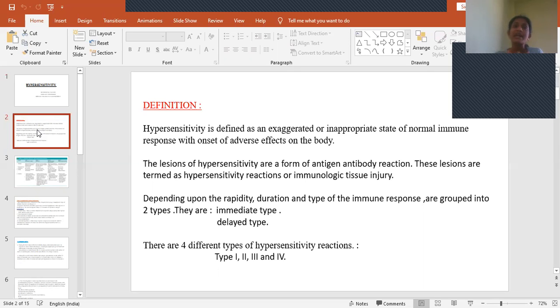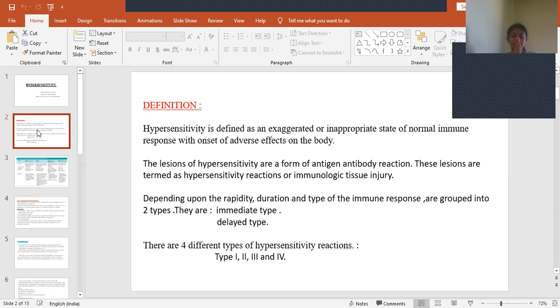So when there is exaggeration or inappropriate state of this response, it will cause some kind of adverse effects in the body, so that we are going to study now. During this hypersensitivity reaction, whatever lesions are formed, we call it an antigen antibody reaction. So these lesions are termed hypersensitivity reactions or immunological tissue injury. Hypersensitivity is nothing but an exaggerated or inappropriate immune response, and it results in some kind of adverse effects in the body.